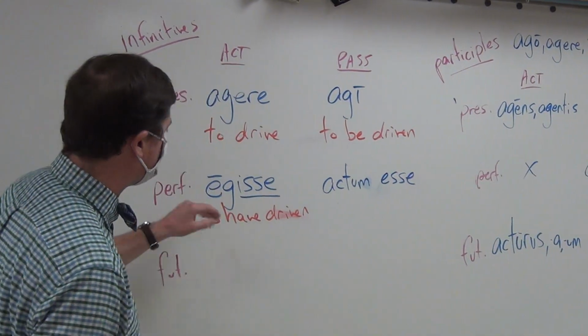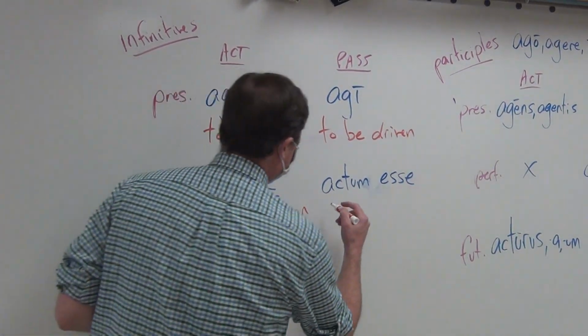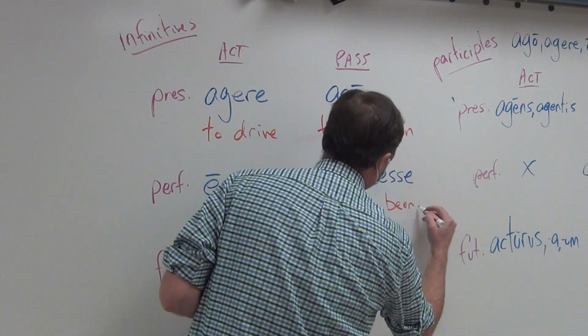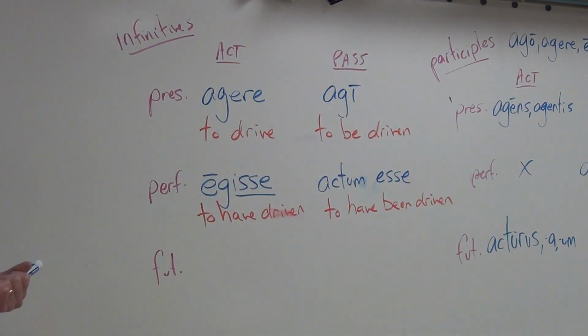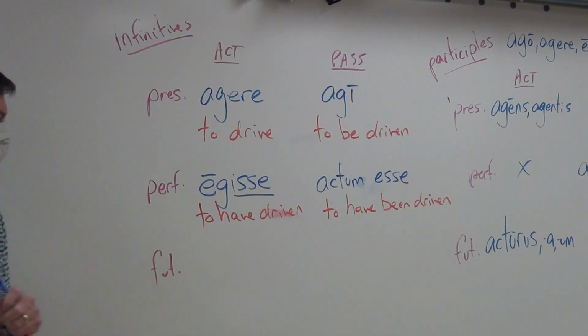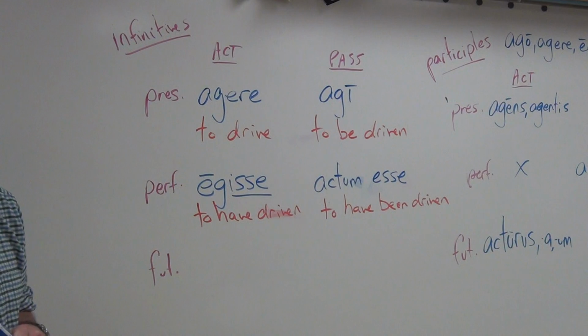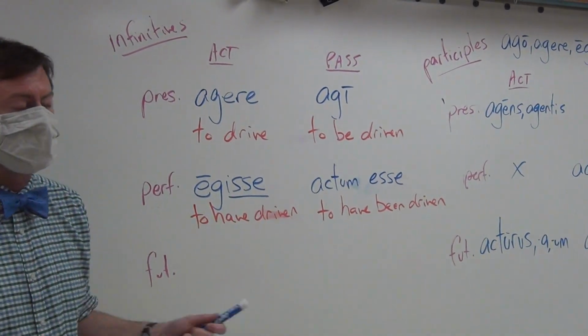Now, if this is translated to have driven, then over here, you need to make that passive, and that is to have been driven. And that's the translation that you have. Now, down here, there is the future active infinitive, and that's also going to be a periphrastic. It's, of course, the future active infinitive periphrastic form.